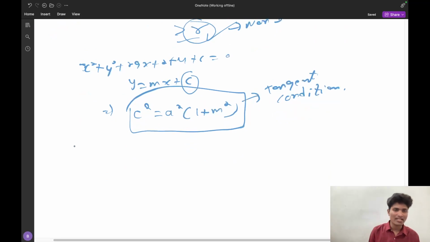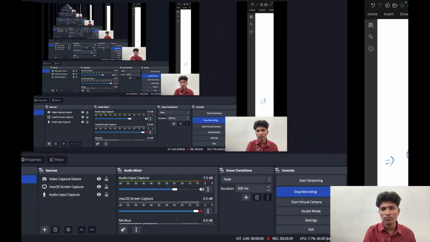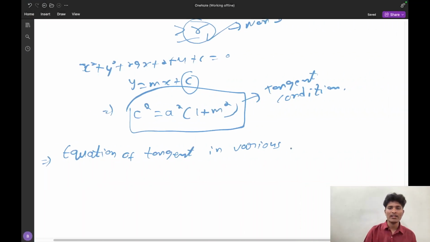This is the tangent condition. Now, equation of tangent, very important. This will repeat in circles, parabola, ellipse, hyperbola, the same concept, but just the equations will be changing. This one is the equation of tangent in various forms.